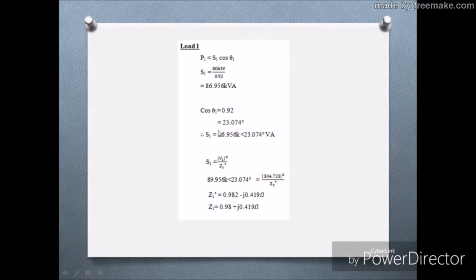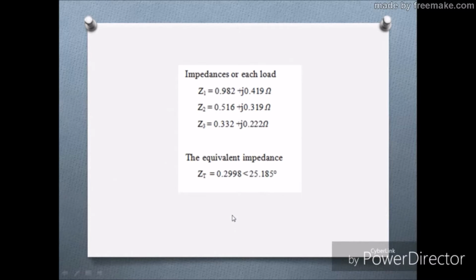So we got the complex number. We use the formula S equal to V divided by Z, and then we got Z1. So this is the final answer for question A. The impedance for each load Z1, Z2, and Z3, and the given impedance is the total of Z1, Z2, Z3, and we sum it with the transmission line given.